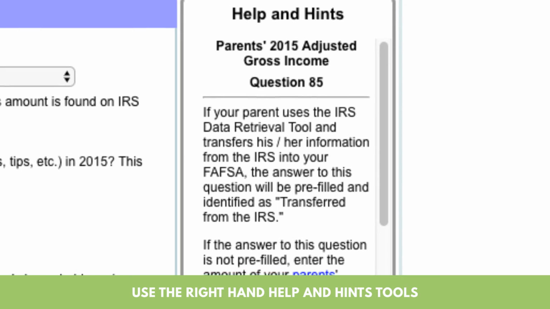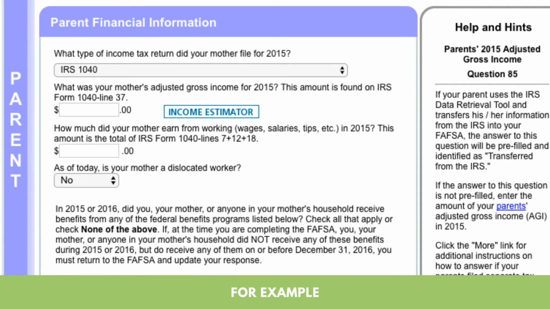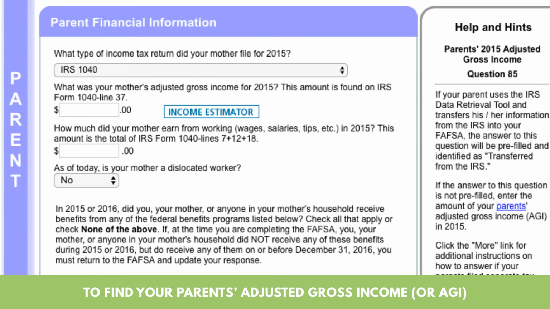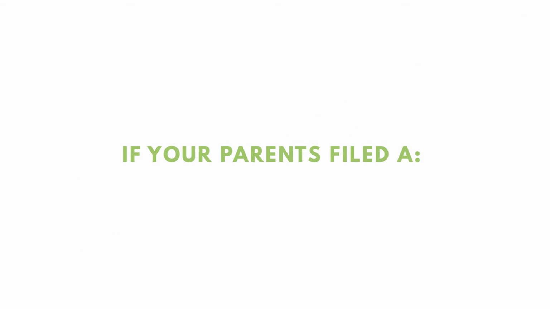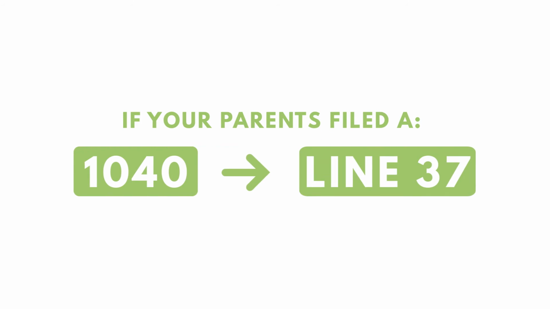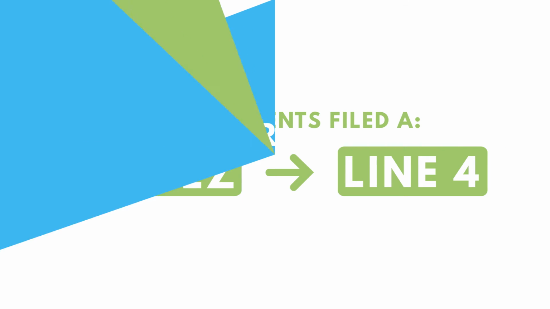Use the right-hand Help and Hints tool to help you fill out these questions. For example, to find your parents' adjusted gross income, or AGI, if your parent filed a 1040, their adjusted gross income is on line 37. If your parents filed a 1040 EZ, their adjusted gross income is on line 4.